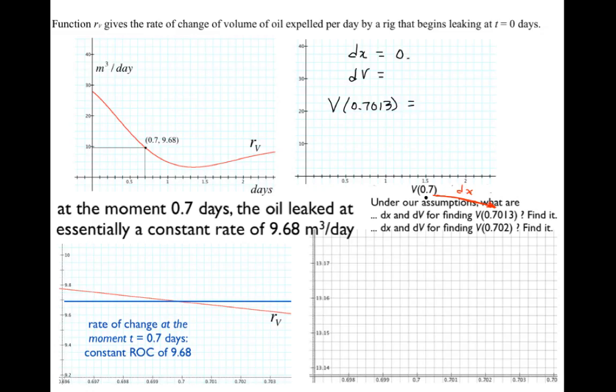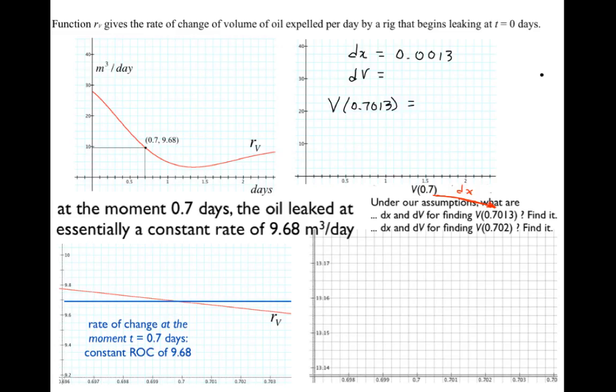0.7013. Right. It's changing from 0.7 to 0.7013. So final value of x minus initial would give us 0.0013. That's right. That's your dx. It's implied. If we're starting at 0.7, we know what v of 0.7 is. We want v of 0.7013. Well, then x changes by 0.0013, final minus initial. Okay? And then how are we going to find dv?